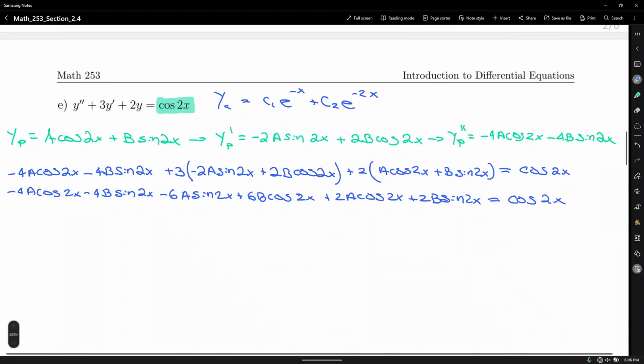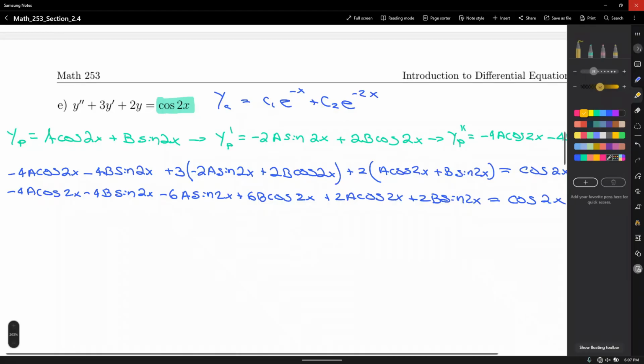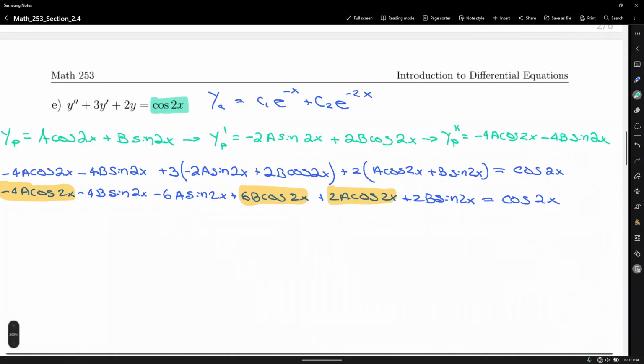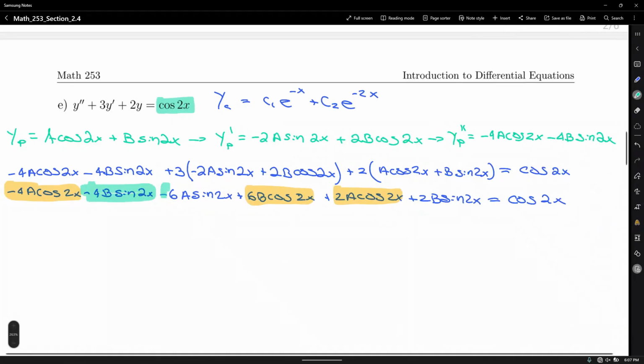Alright guys, so at this point I'm going to combine like terms, if you will. So I'm going to group sine terms with sine terms and cosine terms with cosine terms as follows. Let me highlight them first. Okay, so cosines: highlight the cosine, highlight another cosine, and highlight another cosine. And we use a different color for sine: sine, sine, and sine. All right.